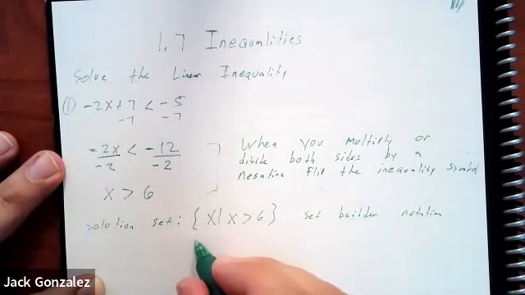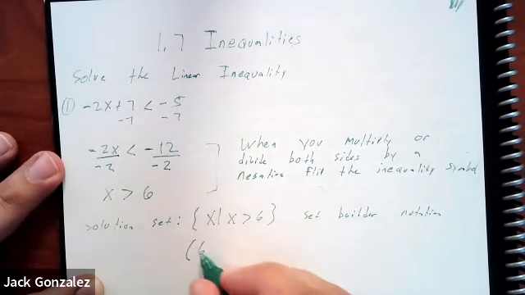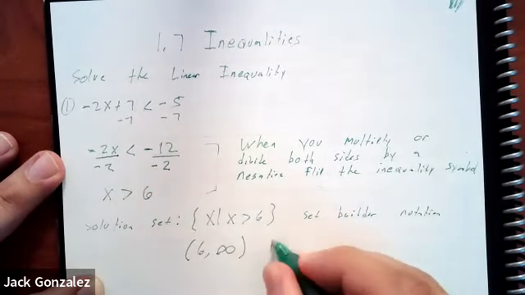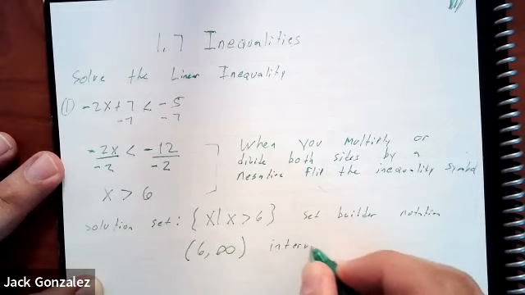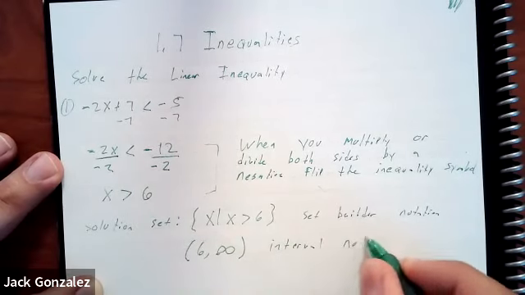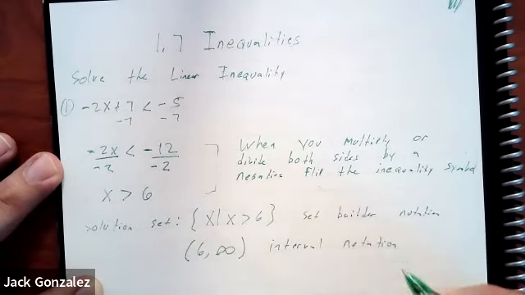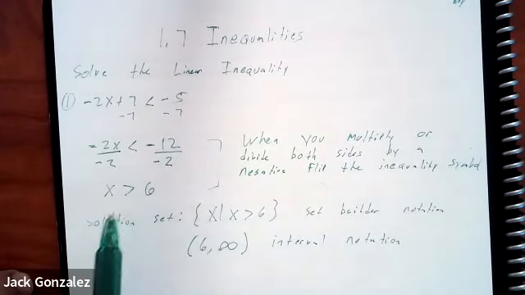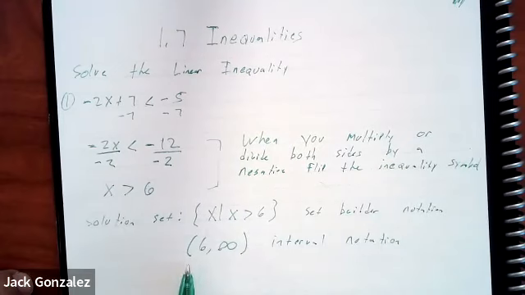Interval notation would be: start at 6 and go all the way to the right forever. This is interval notation. You put a bracket if you're including the 6, but this says greater than 6, not equal to 6. So you cannot put a bracket here.